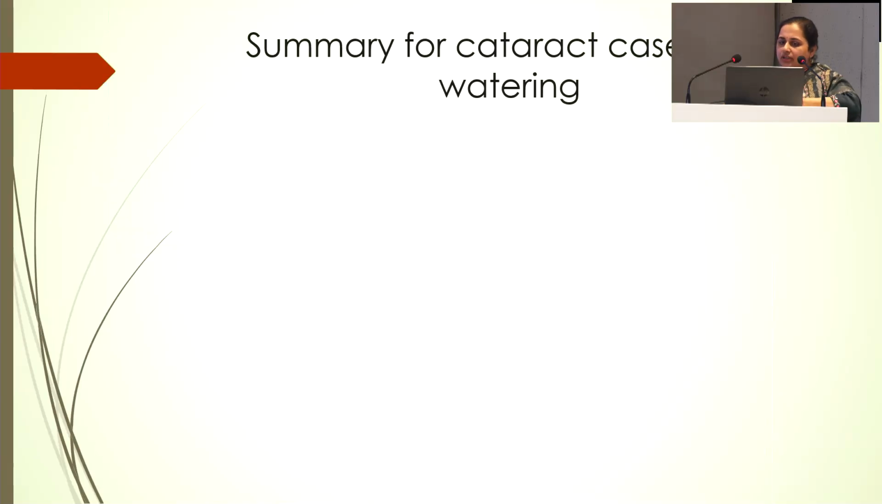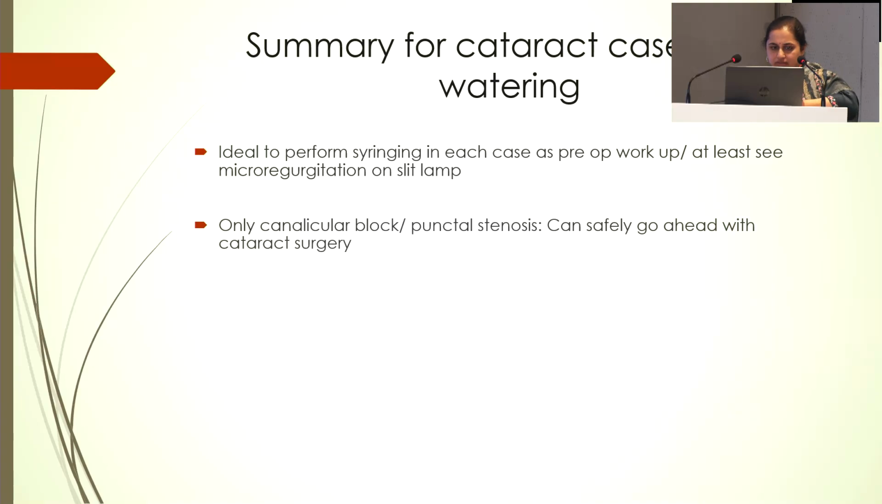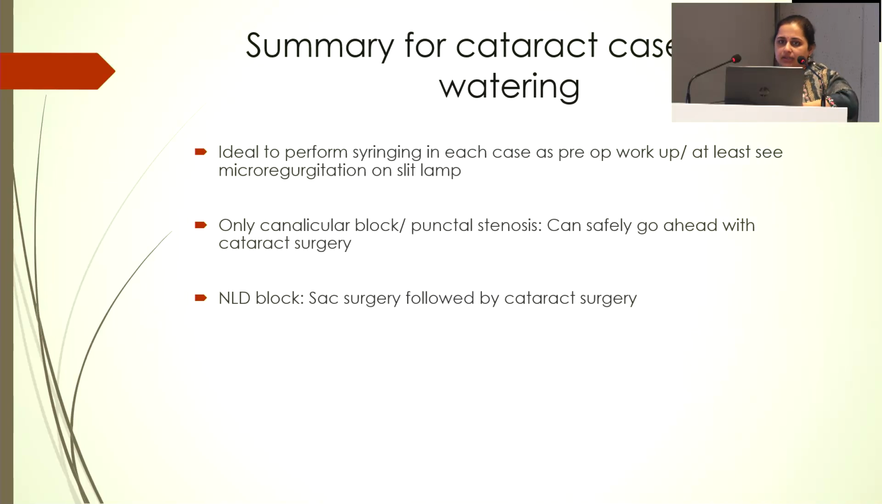So, summary for cataract surgery with watering: it is ideal to perform syringing in each case as pre-op workup, or at least look for micro regurgitation on slit lamp. It may not be a gross ROPLAS positive, but if you look on slit lamp, many cases will have regurgitation which is appreciated on the slit lamp. Ideally, medico-legally, it is better to do syringing in most cases. Only canalicular block or punctal stenosis can safely go ahead with cataract surgery. NLD block: sac surgery followed by cataract surgery. What is the ideal duration?